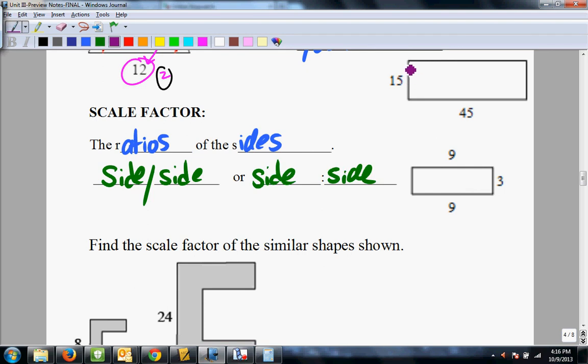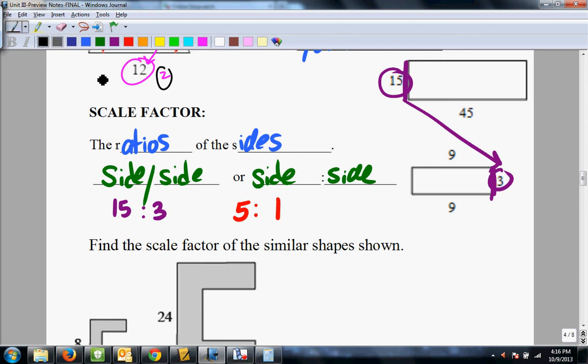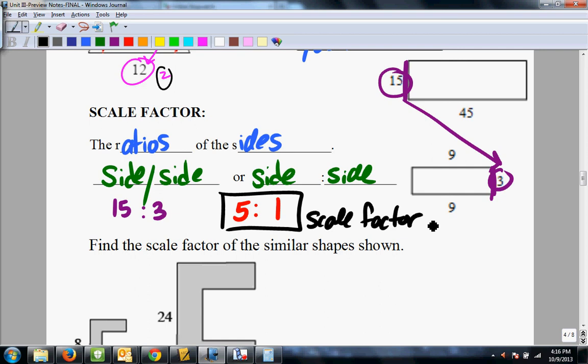So for example, this 15 does not match with 9. It's not in the same position as 9. It matches the same position as 3. So if these were similar, I simply would take my 15 to 3 ratio and I would reduce it. 3 goes into 15 5 times. So I have a 5 to 1. This would be considered my scale factor, the lowest reduced ratio of the sides.